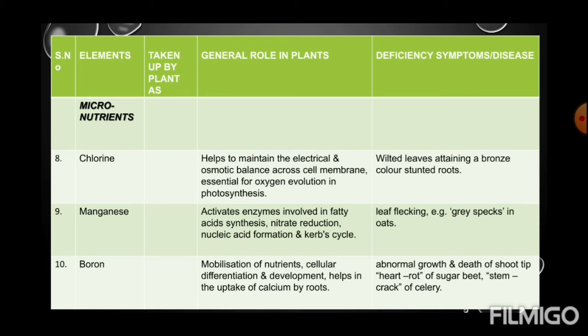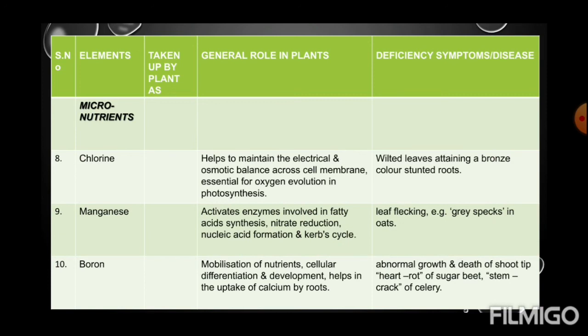Now, deficiency of manganese will cause leaf flecking. Example, gray specks in oats. Oats, children. Now, what is oats basically? Oats in different countries are known as wheat. In some countries, they are known as maize. So, oats are basically wheat, and in some countries, they are known as corn. Maize, okay? So, gray specks means the leaves or the fruit of the oats will become gray in color.